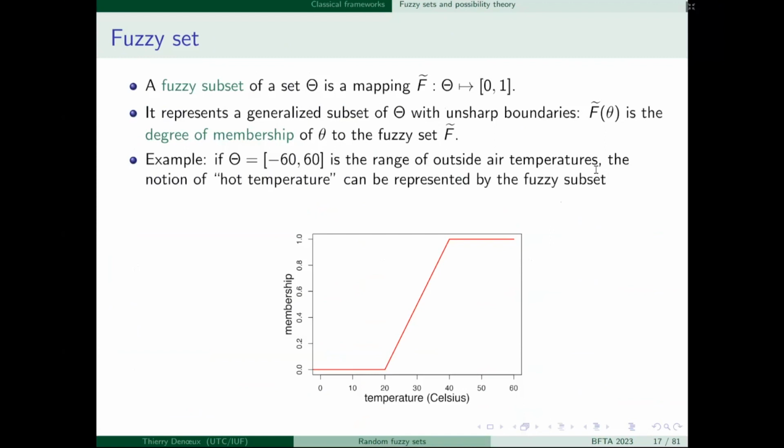Here's an example. Assume that theta is the interval minus 60, 60, a range of outside air temperatures in degrees Celsius. The notion of hot temperature can be represented by a fuzzy subset like this. If the temperature is 10, it's definitely not hot. If it's 40, it's definitely hot. And in between, it's more or less hot. So this is a simple example.